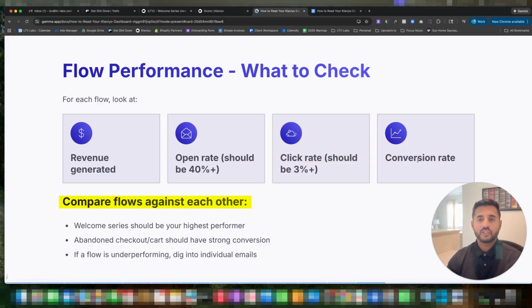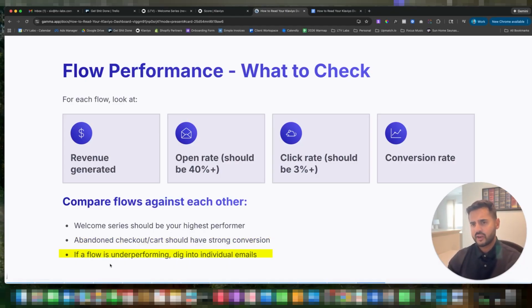Another thing too is you should compare flows against each other, right? Typically, and I've audited a lot of Klaviyo accounts, your welcome series should be hands down your number one highest performer, just because of the sheer amount of traffic that's getting into it. Coming in at a close second should be your abandoned checkout and your abandoned cart. Those should definitely have strong conversion, because we're capturing a lot of people that have very high intent with your brand, your products and your business. They've gone so far as to add an item to their cart or even initiate a checkout. So at this point, you really need to be converting with that flow.